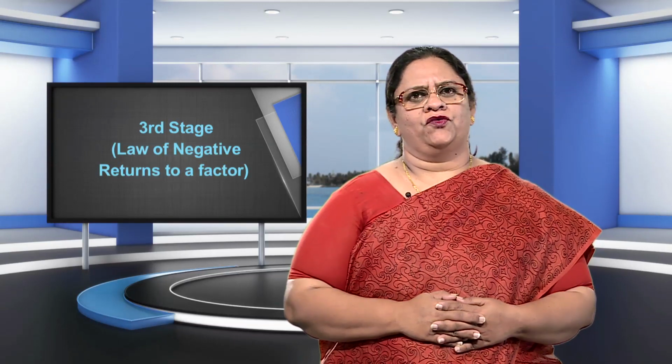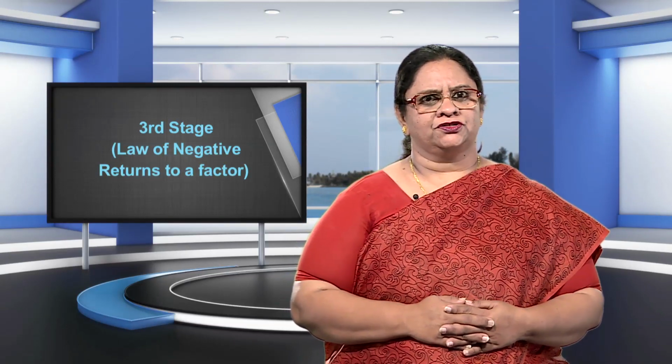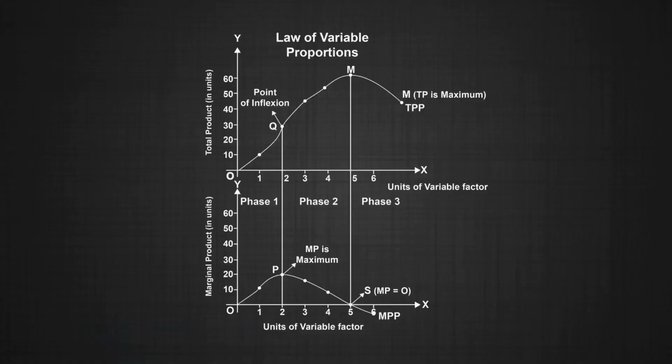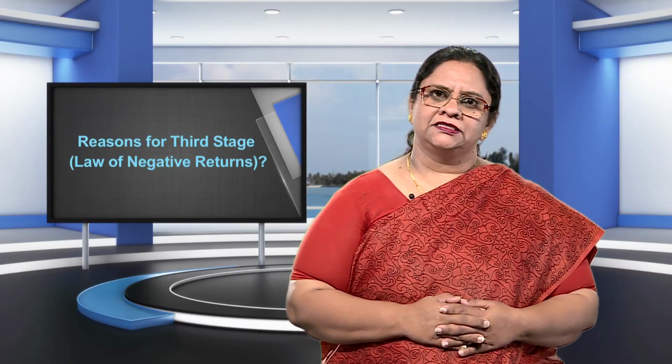The third stage of the law of variable proportions, or the law of negative returns to a factor, operates when the units of variable input are used to an extent when the marginal physical product becomes negative and the total physical product starts falling. In our diagram, this happens after the employment of the fifth unit of the variable factor. You can see that after the fifth unit, the marginal product has gone negative and the total product has started to fall. What are the reasons for the third stage?